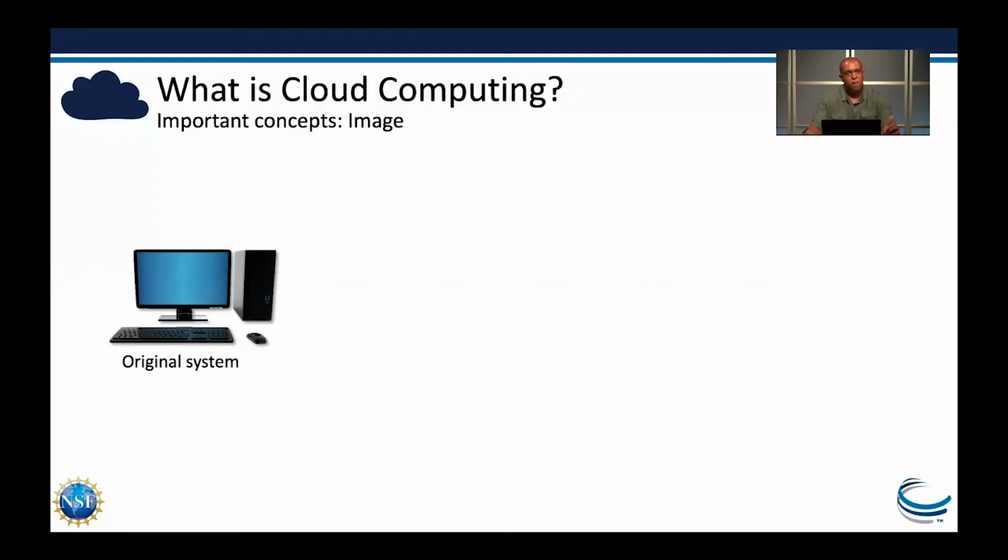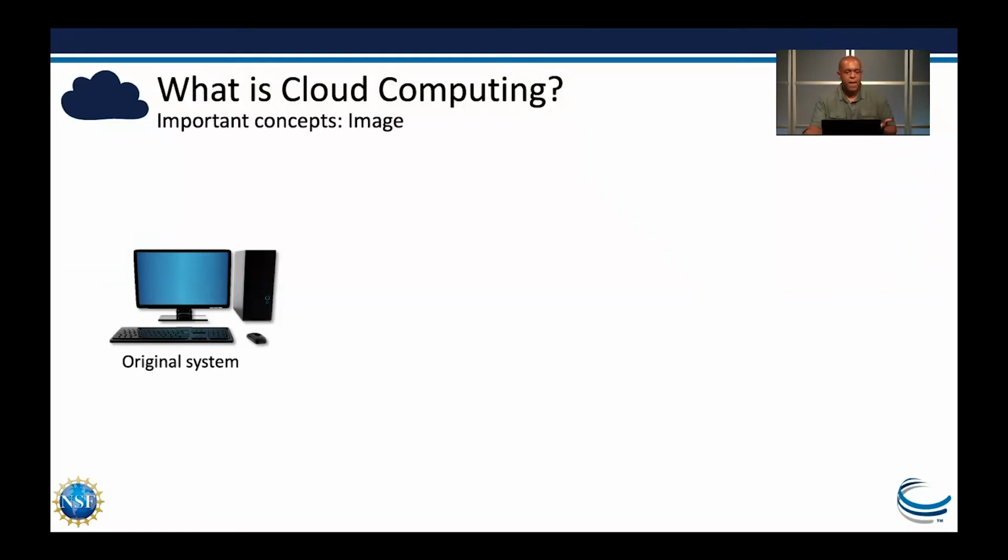The first one is something called an image. What is an image? And the second one is an instance. What is an instance? So this analogy starts out with a computer. Let's say that you bought a new computer and you want to take everything from your old computer, all your data, and move it onto the new computer.